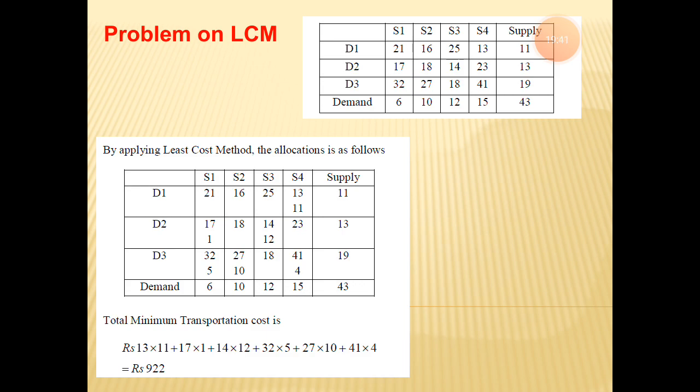In the first problem, demands D1, D2, D3 are available, and supplies S1, S2, S3, S4 are available. You have to check whether supply is equal to demand or not. Here supply is equal to demand. By adding 11, 3, 19, you get 43, and by adding the demands 6, 10, 12, 15, you again get 43. So supply is equal to demand.